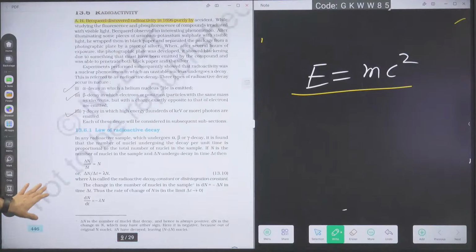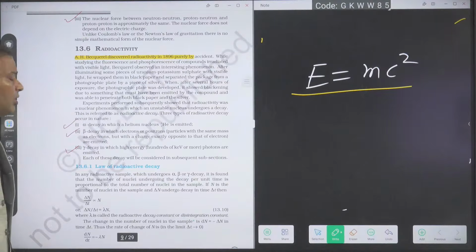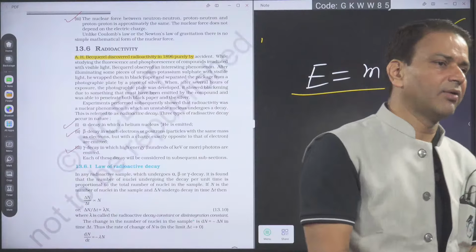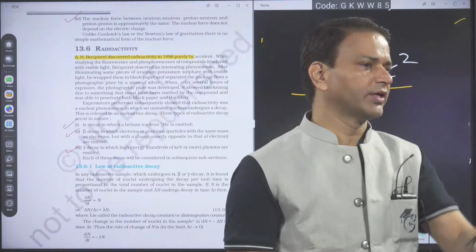Now, the law of radioactivity is not there in the syllabus now. Alpha decay, gamma decay, beta decay, I just explained also. Why is beta decay there? Because the neutron is converting into the proton.